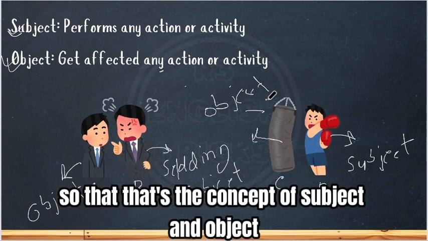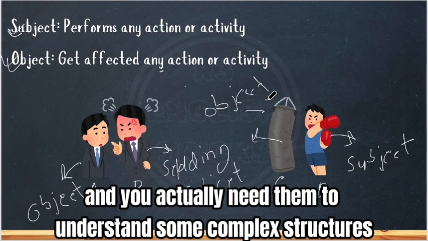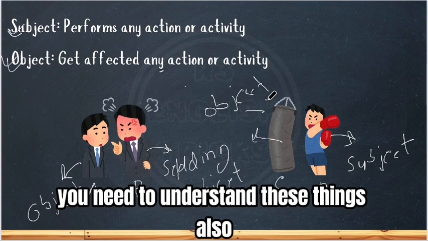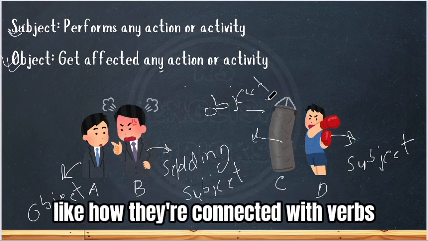So that's the concept of subject and object, and you actually need them to understand some complex structures and other things. So with verb, automatically you need to understand these things also, like how they're connected with verbs.